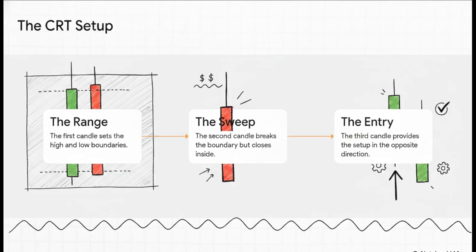And this whole smart money concept boils down to a super simple 3-candle checklist. First, candle 1 sets the range. Then candle 2 sweeps the liquidity by poking outside that boundary. But here's the kicker. It absolutely must close back inside. Finally, candle 3 is where you look for your entry going the opposite way.